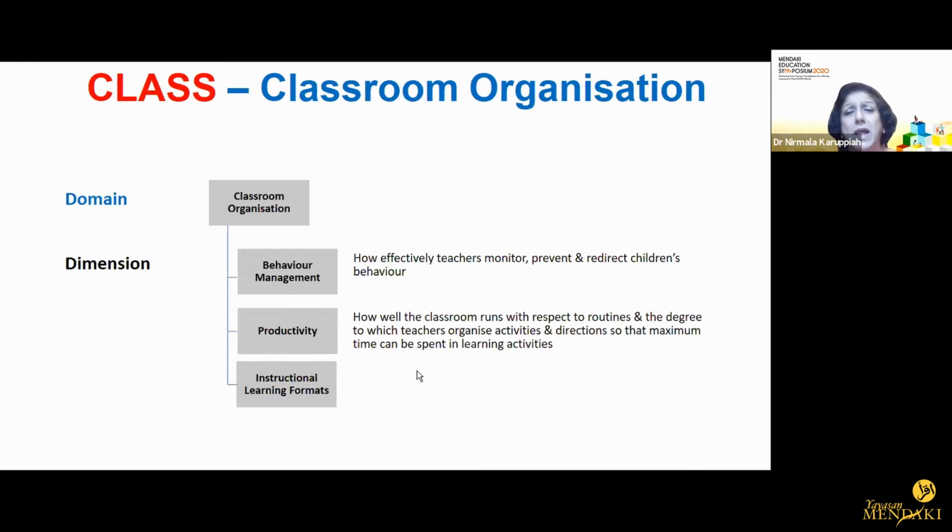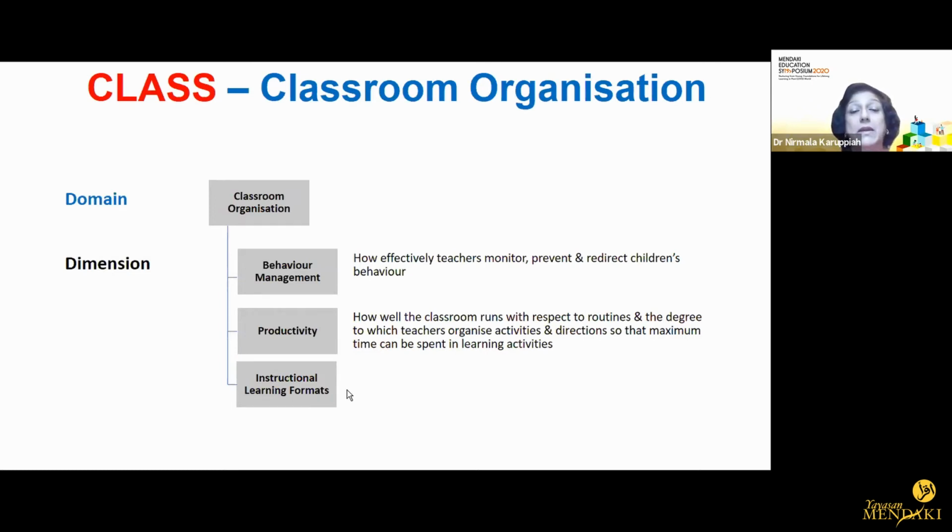Productivity refers to how well the teacher runs the classroom, including routines and how the teacher organizes activities and directions so that maximum time can be spent in learning activities. So she doesn't have to spend all that time telling children what to do, or getting children to transition from one activity to another. This is an important area, and we look at how teachers run a smooth classroom.